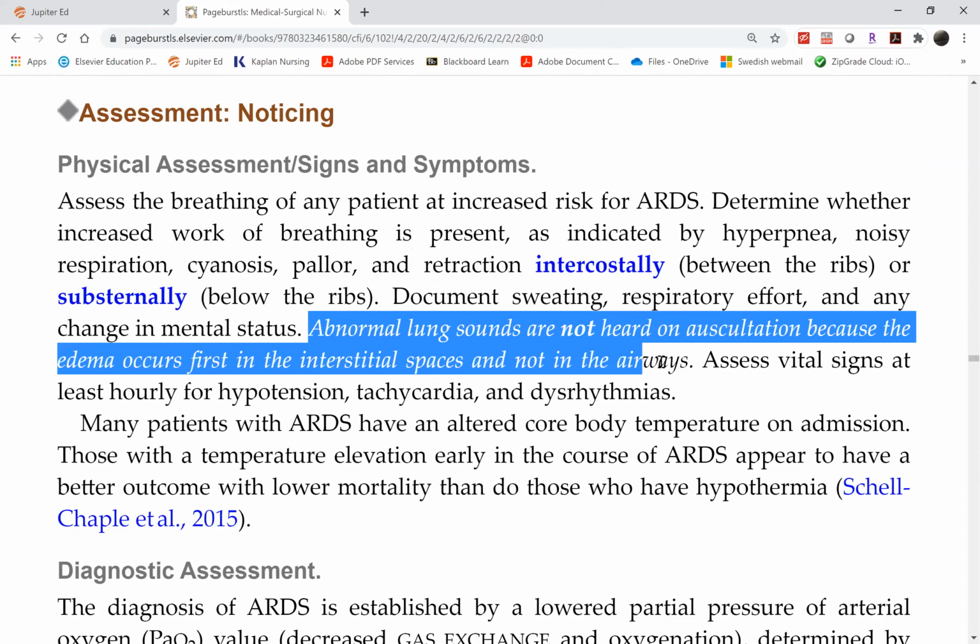Thank you for reading this. This is a trivia for ARDS, Miss Cindy. Okay, so abnormal lung sounds are not heard on auscultation because the edema occurs first in the interstitial spaces and not in the airways. All right. So the absence of crackles doesn't mean they don't have ARDS, okay?